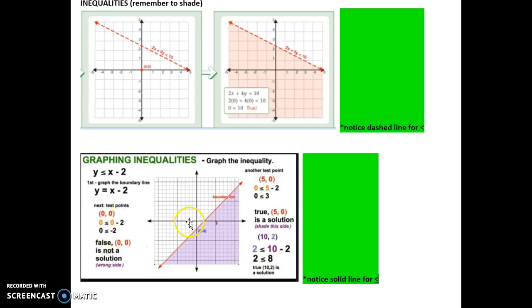False means you shade far away. So when it's true, you shade toward. When it's false, you shade far away.